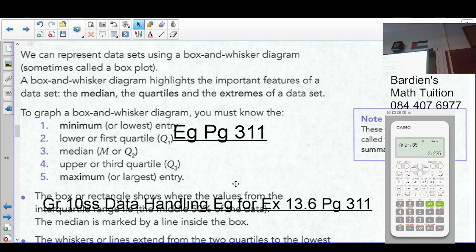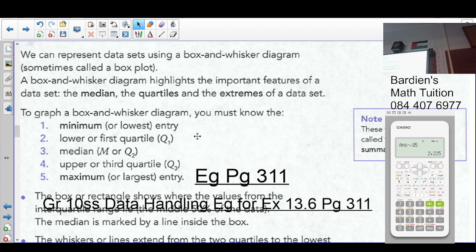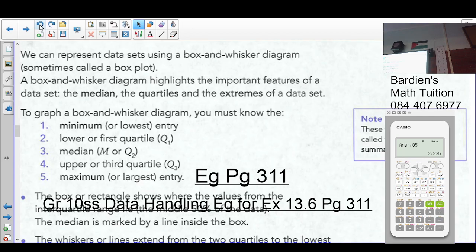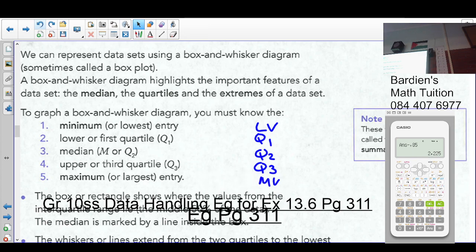Okay. To graph the box and whisker diagram, you must know the minimum, the lowest entry, the lowest number. Secondly, the lower or first quartile, also known as the 25th percentile. Your median, M or Q2. Your upper or third quartile, which is your 75th percentile. And your maximum or the largest entry. These 5 numbers are called the 5-number summary of this data set. So the 5-number summary would be the lowest value, quartile 1, quartile 2, quartile 3, and your maximum value. That is your 5-number summary. Okay.